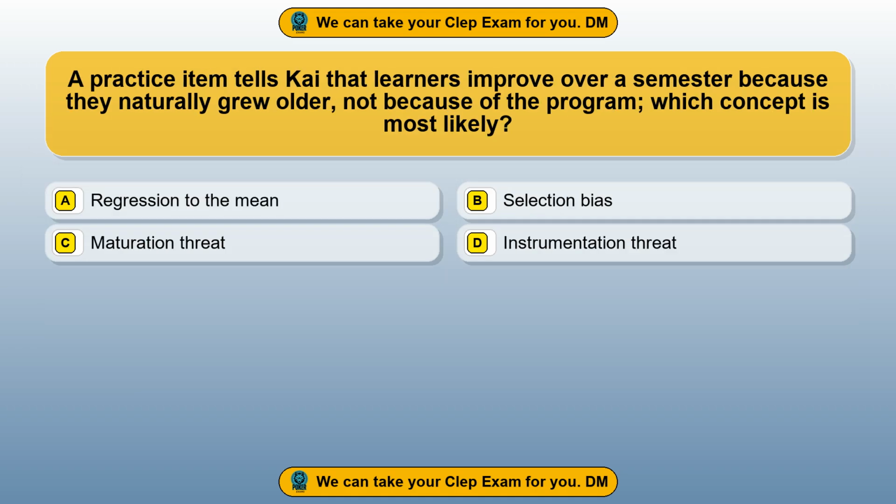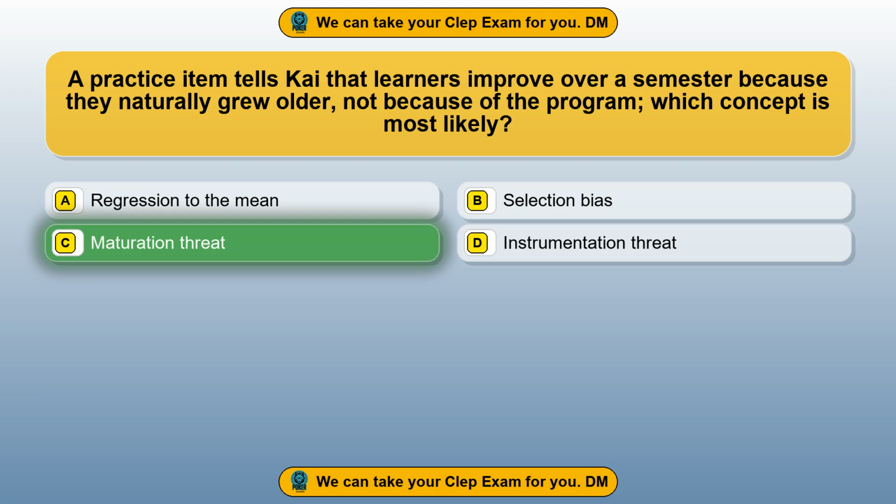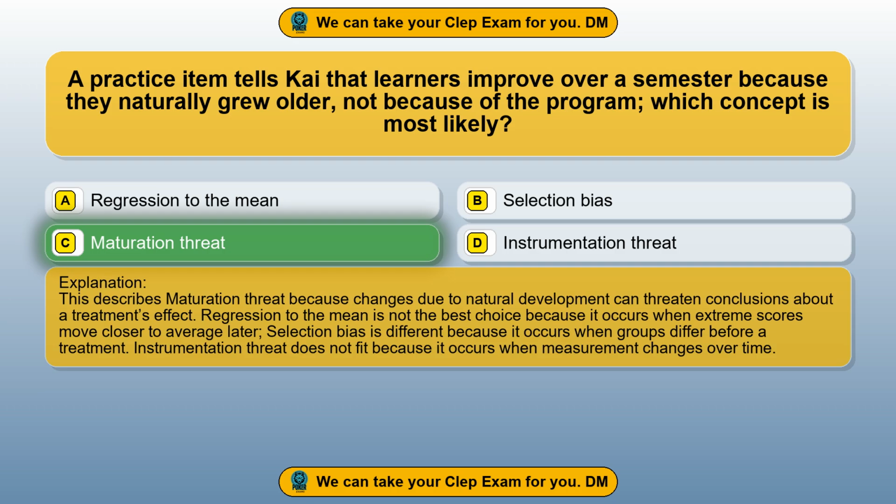Question 97. A practice item tells Kai that learners improve over a semester because they naturally grew older, not because of the program. Which concept is most likely? Option A, regression to the mean. Option B, selection bias. Option C, maturation threat. Option D, instrumentation threat. The correct answer is option C. Maturation threat. This describes maturation threat because changes due to natural development can threaten conclusions about a treatment's effect.